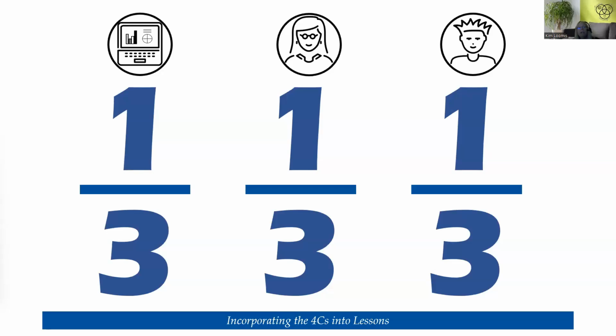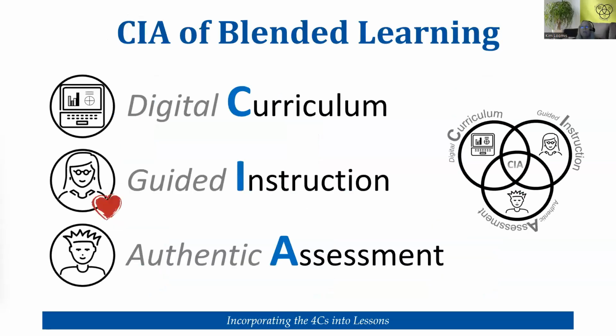And the C's are really going to come in on that 1/3 of the student, where we're releasing the learning to our students. So you'll oftentimes hear me say CIA of blended, or what I like to call the digital curriculum, the guided instruction, and the authentic assessment of blended learning. And you see over there on the far right is the triple Venn diagram. And we're shooting for the middle, where we have a nice balance of 1/3, 1/3, 1/3 over a unit of study.